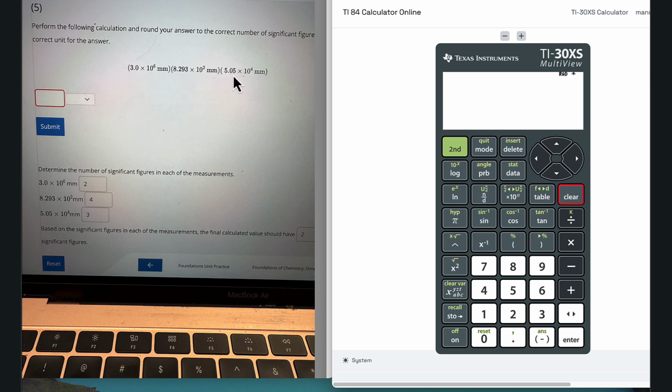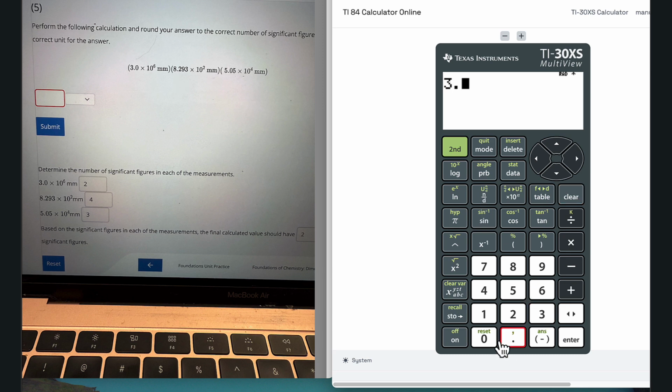We have 3 here, we have 4 here, and we have 2 here, so our answer will have 2. And it's millimeters times millimeters times millimeters, so the answer will be in millimeters cubed. If it was just millimeters times millimeters, that'd be millimeters squared, of course. So we will begin by typing in the first term, 3.0 times 10 to the 6th.